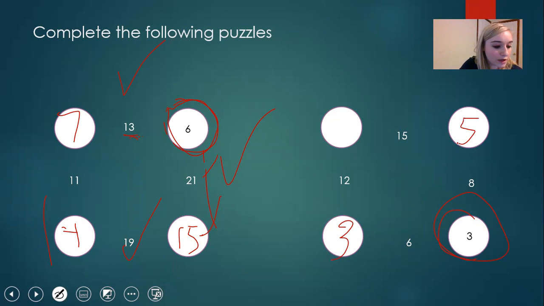And 12 minus 3 is 9. 9, 10, 11, 12. 9. Wait a second. 9 plus 5 equals 14. So that looks like that one is not going to work. So I'm just going to say that that's not going to work because we see that this side checks out, this side checks out, and even this side checks out, but this one does not check out.